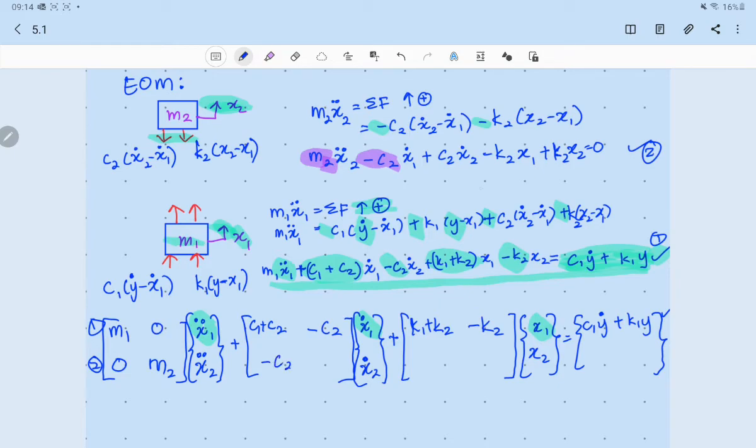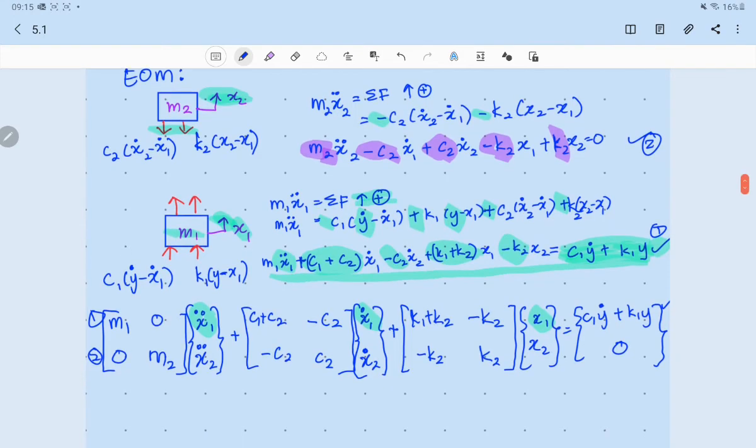And for x dot 2, you just have x dot 2 here. It's positive, so you have that as c2. Then you have your x1. Your x1 coefficient is negative k2, so you have that negative k2. And your last one is x2. You have positive k2. Okay, you don't have any input here, so it's just 0.